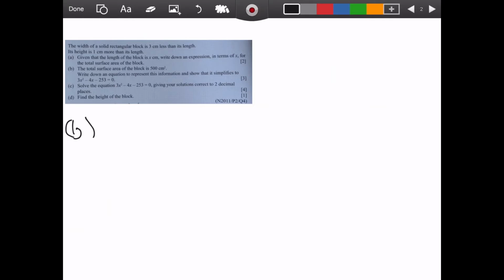Just now we get, right, this one is 6x squared. The total surface area, we get 6x squared minus 8x minus 6. This is equal to 500 cm squared, right? So you want to simplify this.